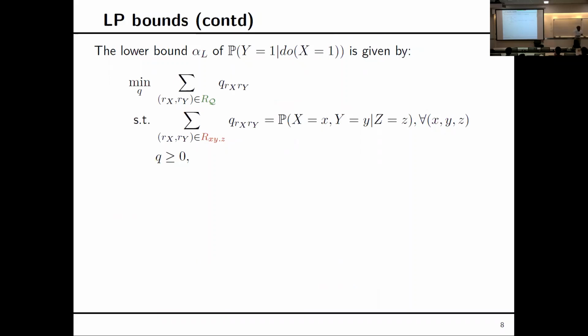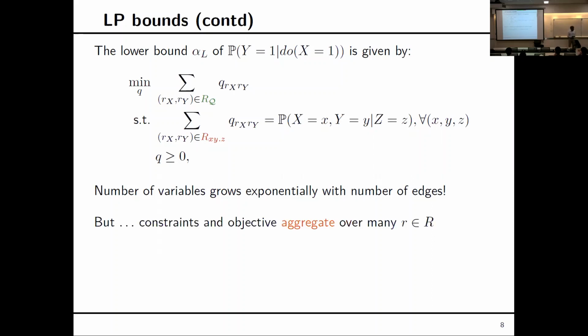Now, if I get to the end of the talk, which I hope I will, I'll tell you how you can potentially refine these bounds. What kind of measurements would you want to do to refine it? But for now, the measurements are static. The data is already given, and I want to be able to find the tightest possible bound that I can give you with the data that is available. The tricky part here is the number of variables grows exponentially with the number of edges. So how does one deal with it? But the constraints and the objective aggregate over many R. So it's not as if these various index values are appearing in separate constraints. Many of them are coming up together.